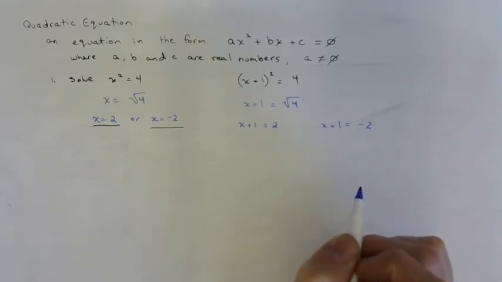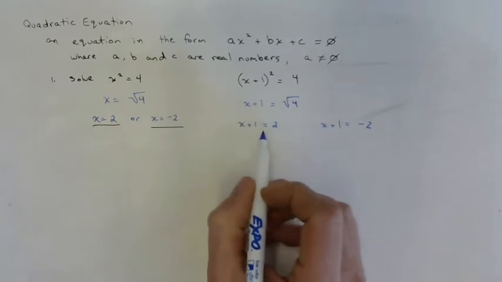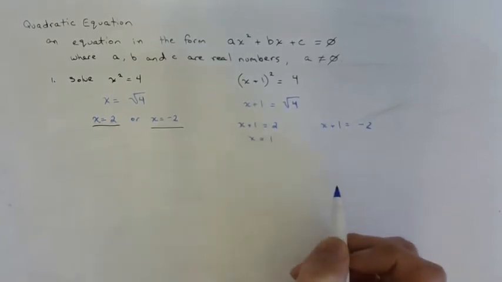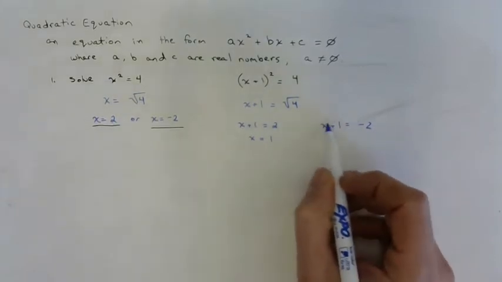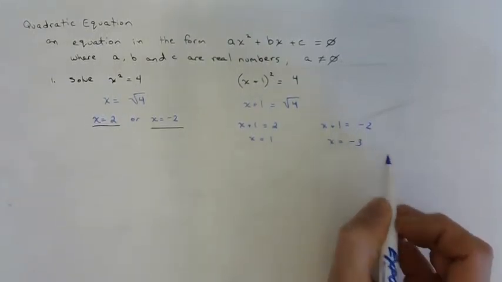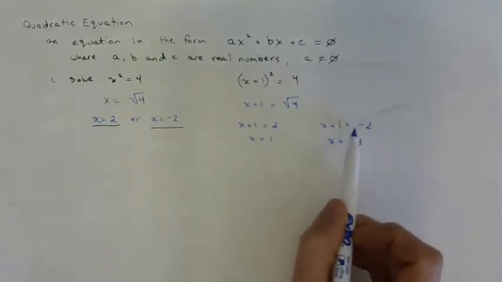The square root of a positive value has 2 solutions. How do we solve? We're continuing to solve. We subtract 1 from both sides. It's going to give us x equals 1. Over here, if we subtract 1 from both sides, we get x equals -3. Okay? So -2 minus 1.